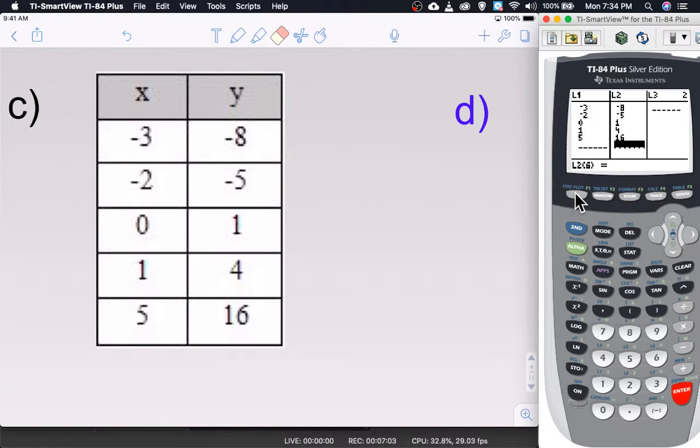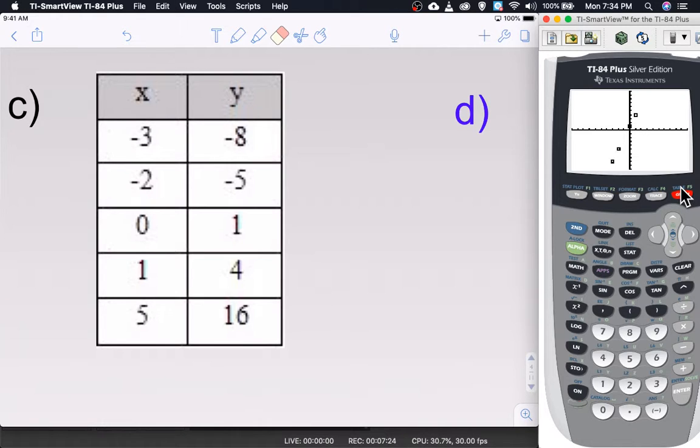Now, we could go and say we want to graph the stat plot. Remember that? Second, this y equals. My plot 1 is on. I can double check the settings of it. It's on. It's graphing a scatter plot. All that junk looks good. So if I hit graph, it looks like a straight line.